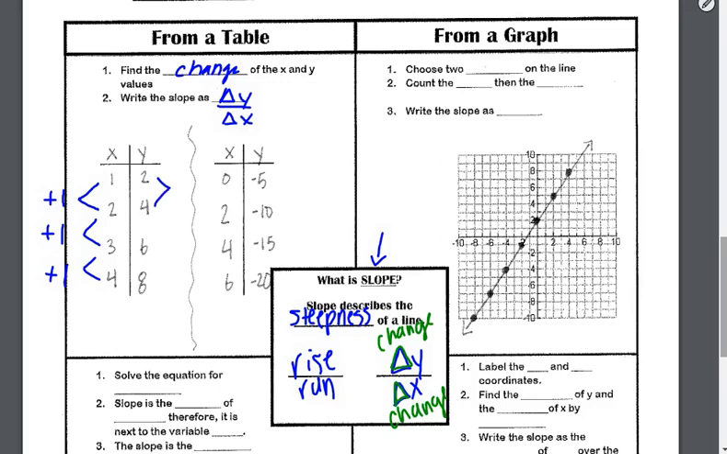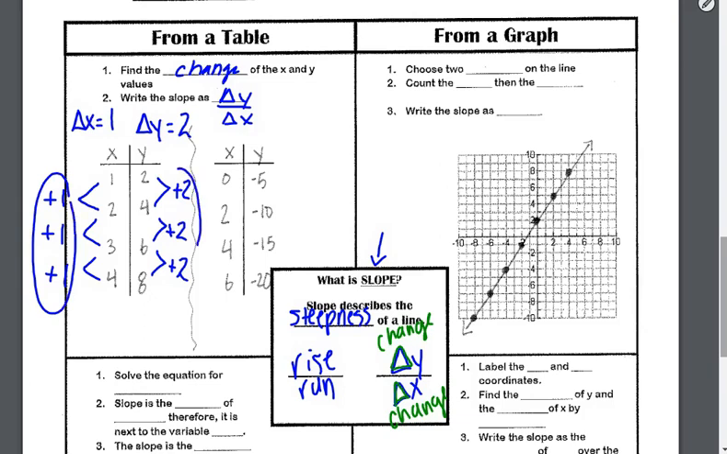How much is our y value changing by? Well, from 2 to 4, that's adding 2. 4 to 6, that's adding 2. 6 to 8, that is adding 2. So that means our change in y is 2. Our change in x is 1. Right there, change in x, change in y. So to write our slope, we would do our change in y over our change in x. Change in y is 2 over change in x is 1. So our slope for that line would be a positive 2, which means when we graph that line, it would go up the mountain. It would be a positive slope.